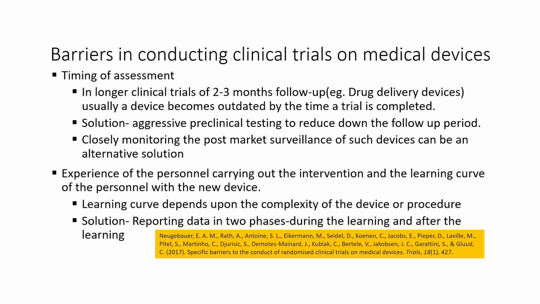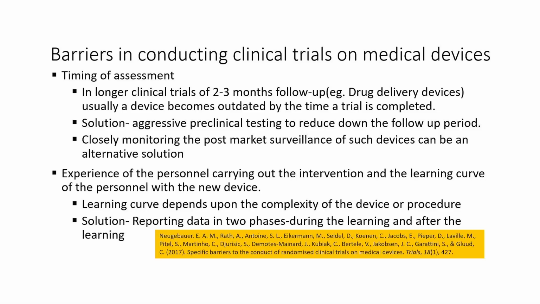So if somebody without a knowledge of, let's say, soft tissue properties is looking at what are my outcome measures with this particular soft tissue construct, they may not be able to find it out, right? Learning curve depends on the complexity of the device or the procedure or the material, right? Solution is reporting data in two phases: during the learning and after the learning. So this is the overall highlight.